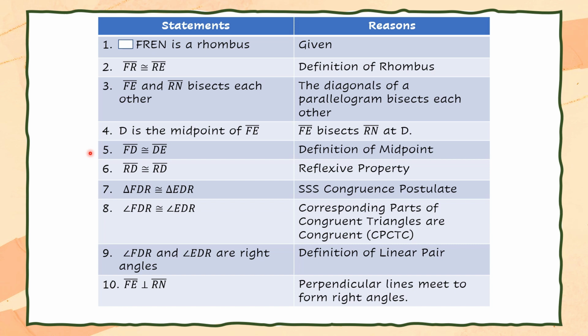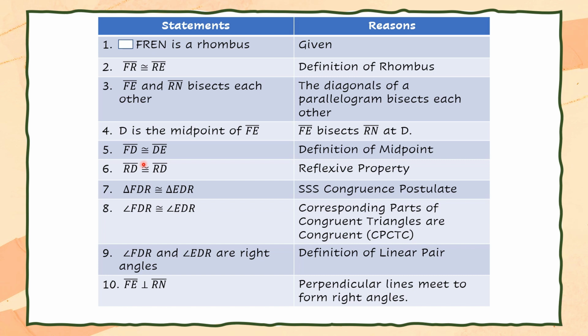Next, number 5, FD is congruent to DE. Since FE is divided into 2 equal parts by point D, which is the midpoint, therefore, half of it, which is FD, is congruent to the other half, which is DE, by the definition of midpoint. Next, number 6, segment RD is congruent to segment RD by the reflexive property. Next, number 7, triangle FDR is congruent to triangle EDR by the SSS congruence postulate, or the side-side-side congruence postulate.